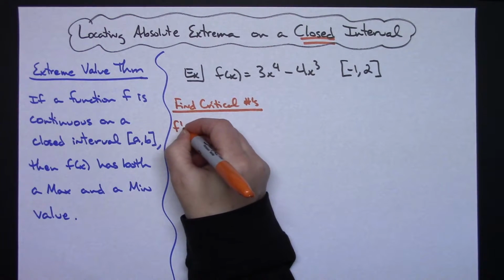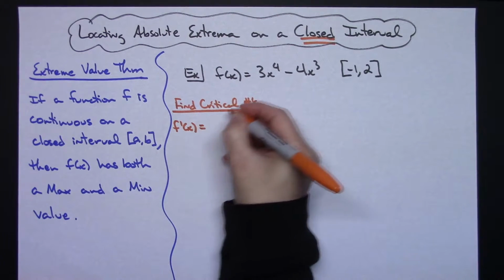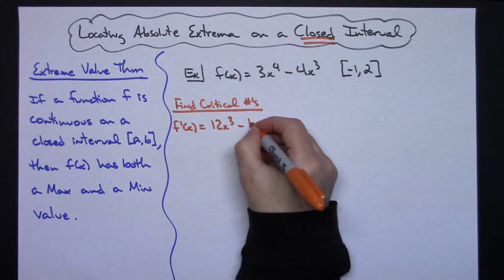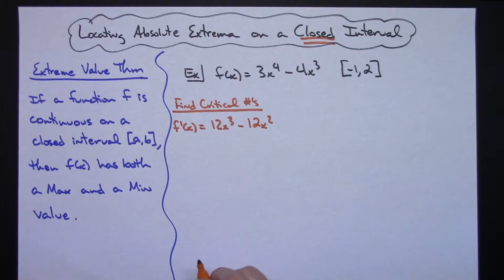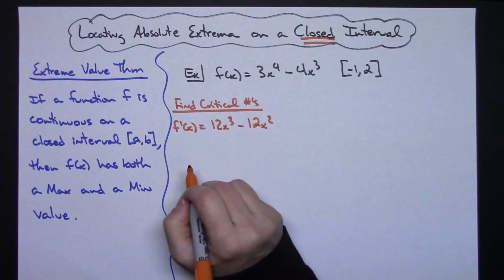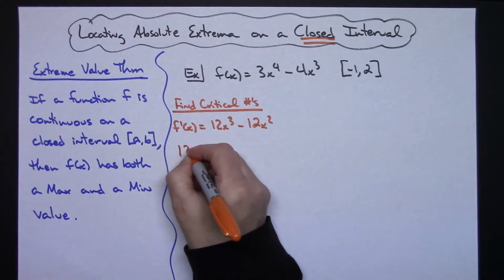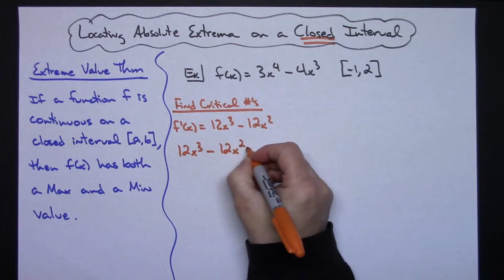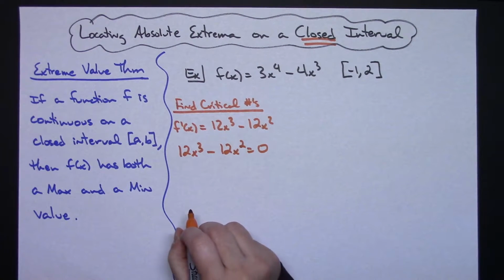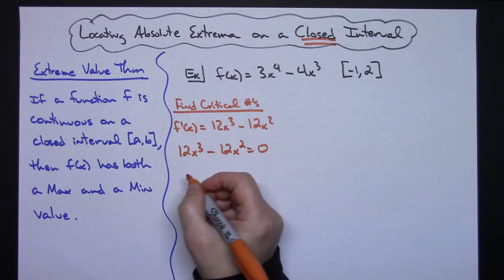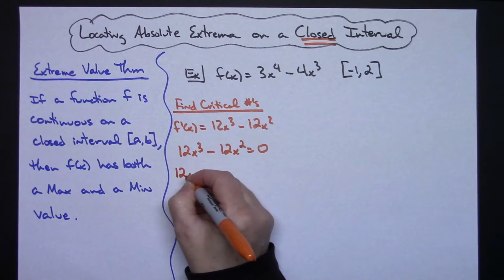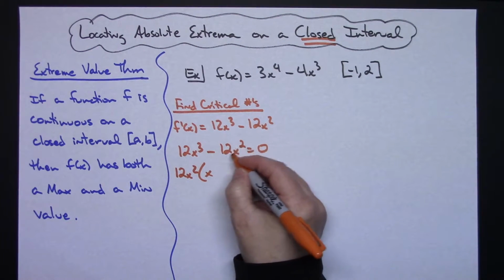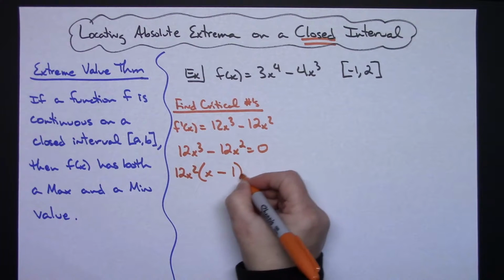So my derivative, f prime of x, is going to be 12x to the third minus 12x squared. Now to find those critical numbers, I'm going to set it equal to 0. So 12x to the third minus 12x squared equals 0. I'm going to take out a greatest common factor because factoring is going to be the easiest way to solve this. So 12x squared. I take it out of the first term, I'm left with an x. I take it out of the second term, I'm left with a 1.